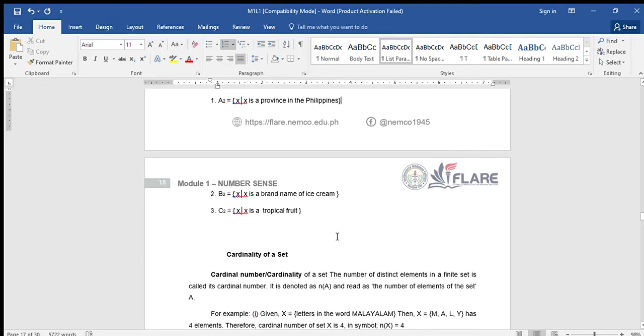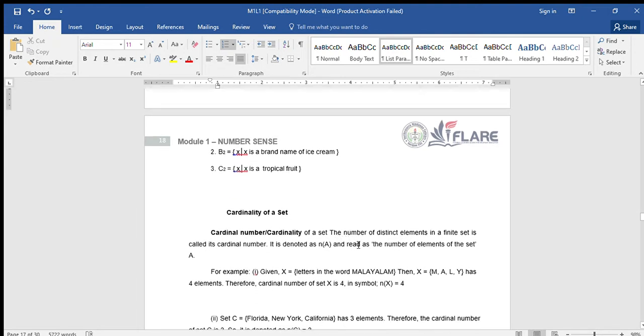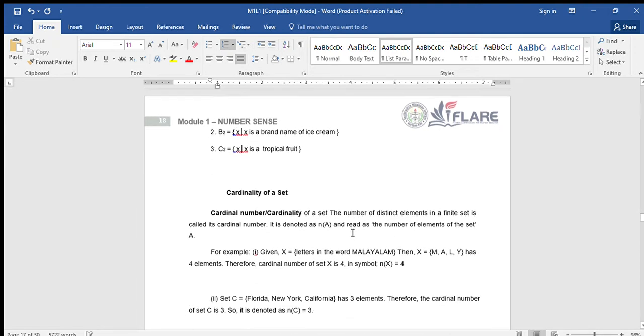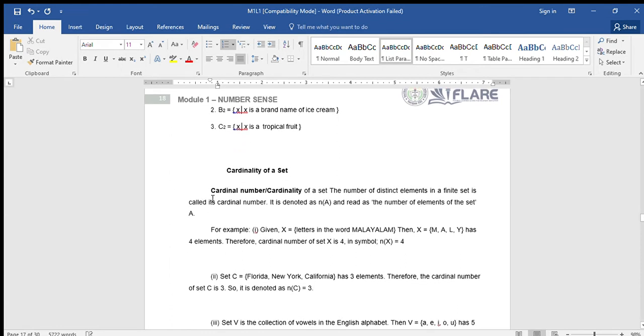We'll proceed on the cardinality of a set. So, pag sinabi natin cardinality of a set, no? Cardinal number or cardinality of a set, the number of distinct elements in a finite set is called its cardinal number. Okay? Kung bilangon nato pila ka elements sa usa ka set, no? Sa isa ka finite set is called its cardinal number.